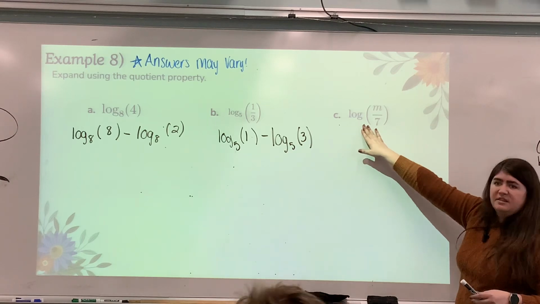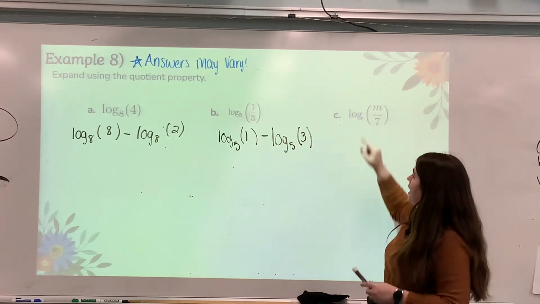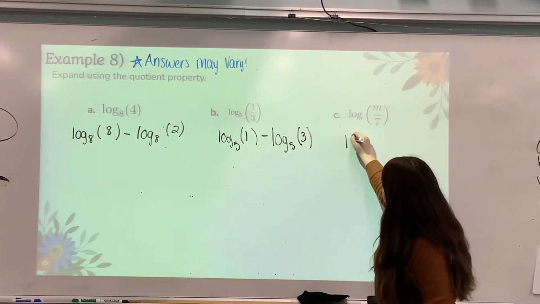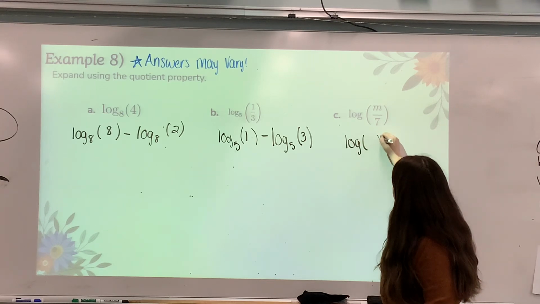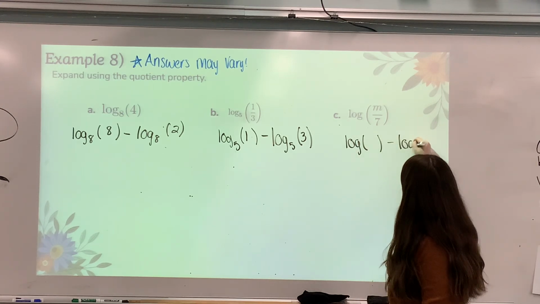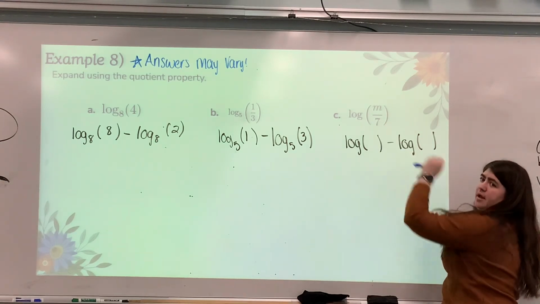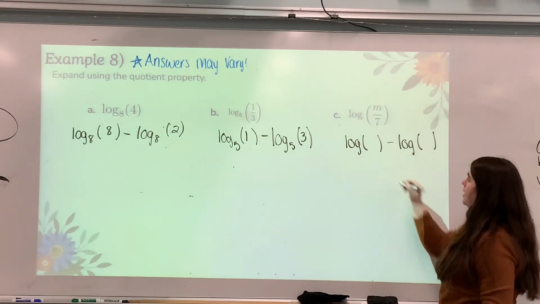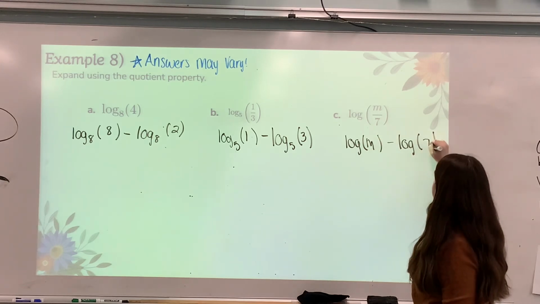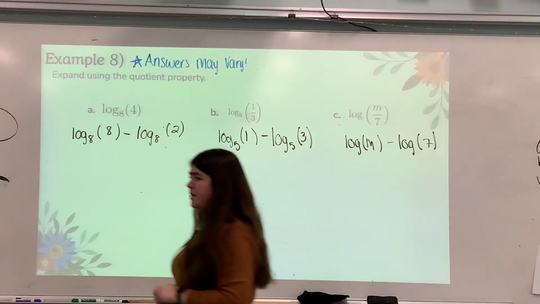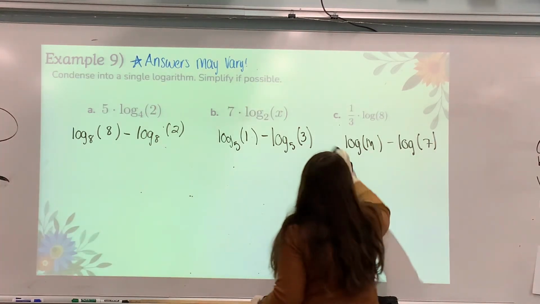Then we have C, log common base. So that's just log of what minus log of what? So something divided by something to equal m over 7. M and 7. Log of m minus the log of 7.